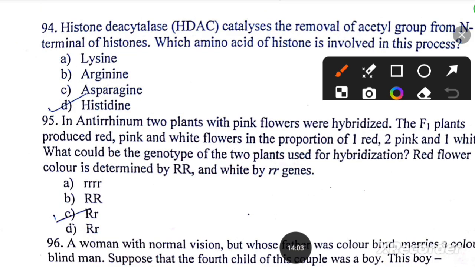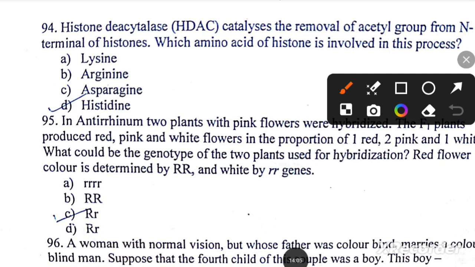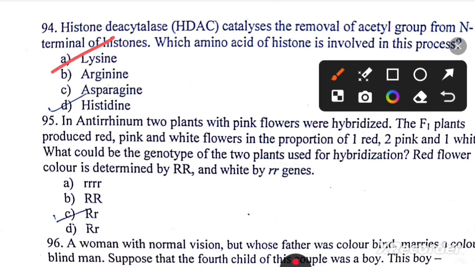HDAC catalyzes the removal of acetyl group from N-terminal of histones. Which amino acid of histone is involved in this process? Lysine. The next question, what could be the genotype of the two plants used for hybridization? Red color is determined by RR and white by rr genes, small r genes. इसका correct answer है आपका option C.